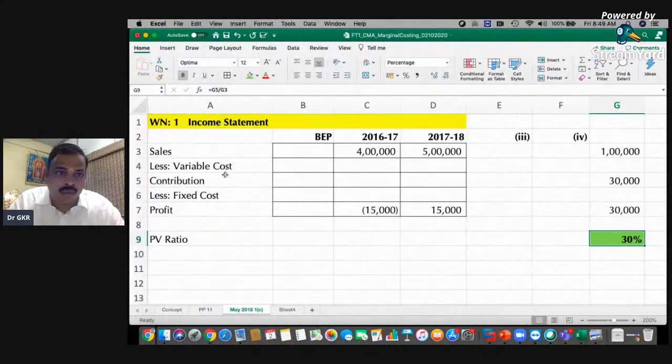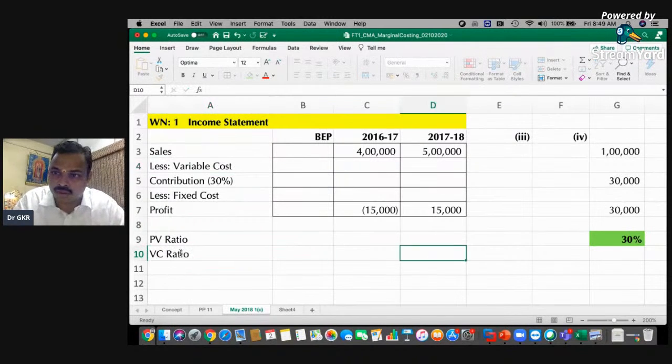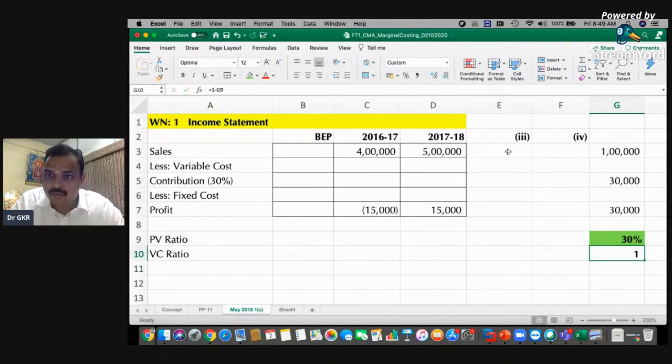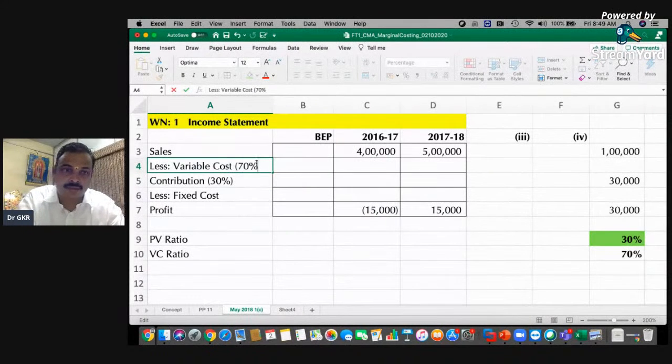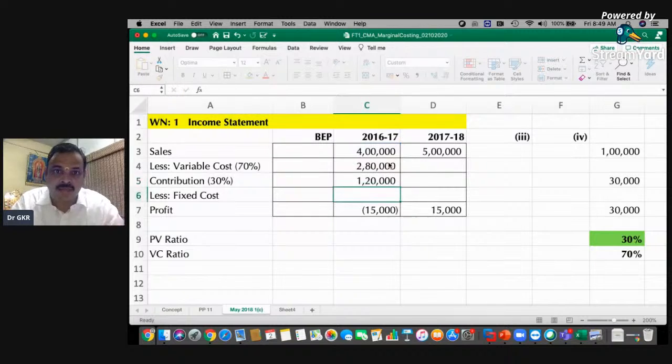The next is your fixed cost. Now, all of you know your contribution is actually 30%. Once it is 30%, your variable cost ratio is 70%. So 1 minus 30, 70%. So your VC ratio is 70%. Now let's find out on 4 lakh, 70% is how much? 280. 4 lakhs minus 70% is 120. Now, you have to be careful here.